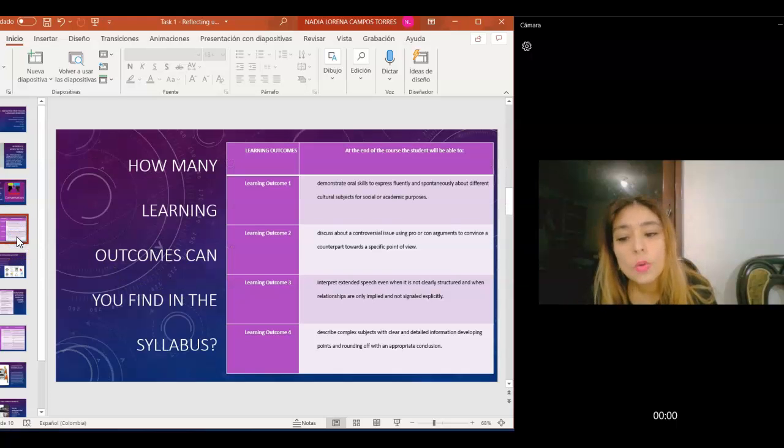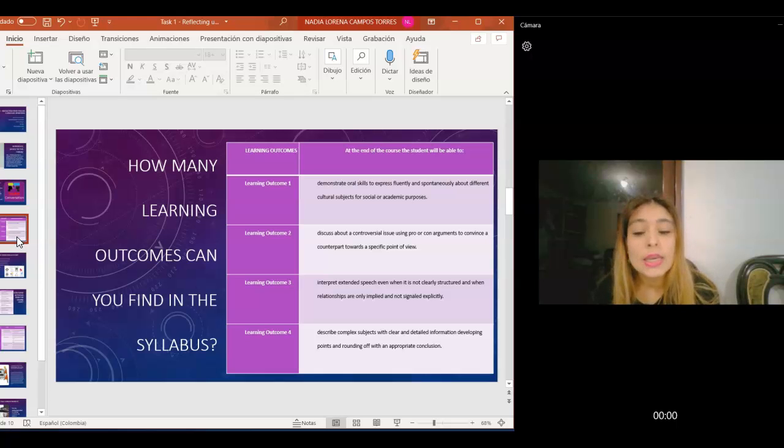How many learning outcomes can you find in the syllabus? We can find 4 learning outcomes. The learning outcome number 1 is demonstrate oral skills to express fluently and spontaneously about different cultural subjects for social or academic purposes. The second is discuss controversial issues using pro or con arguments to convince a counterpart toward a specific point of view.